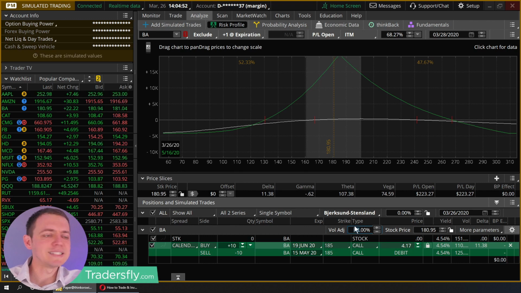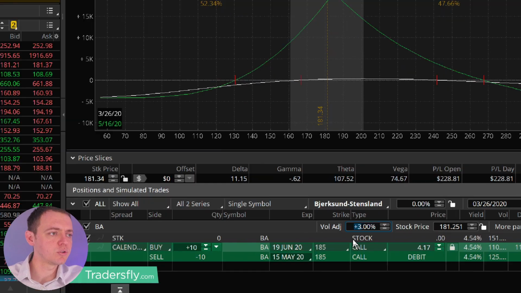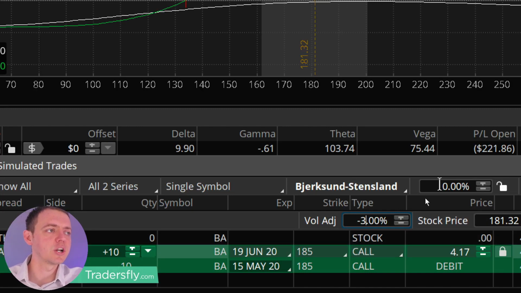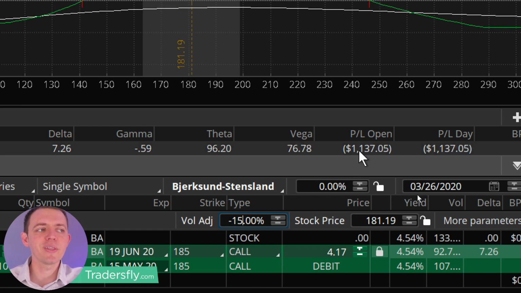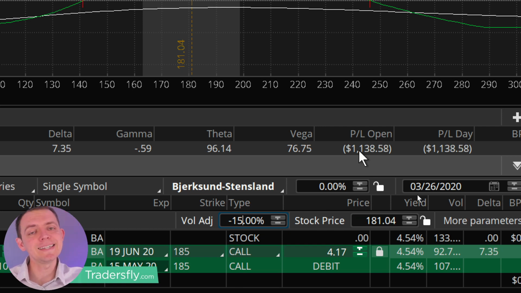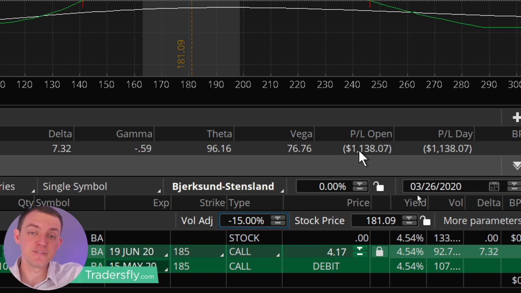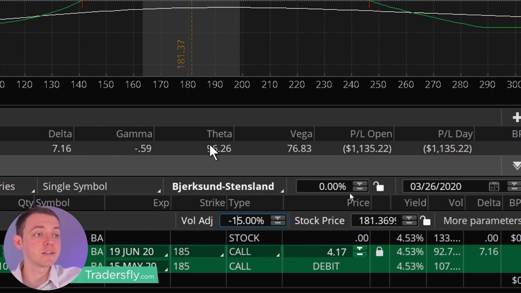Now, if volatility goes down, because remember, we're on the higher range right now, so let's manipulate this and go to a minus 3. Well, you're going to be down $220. Let's say we go down 15 percentage points. Well, now you're down 1,137. So you can see if you're trying to start this position at a higher volatility level and you've got a positive Vega trade, it can hurt you. So you need to be able to compensate it through the delta or the theta.